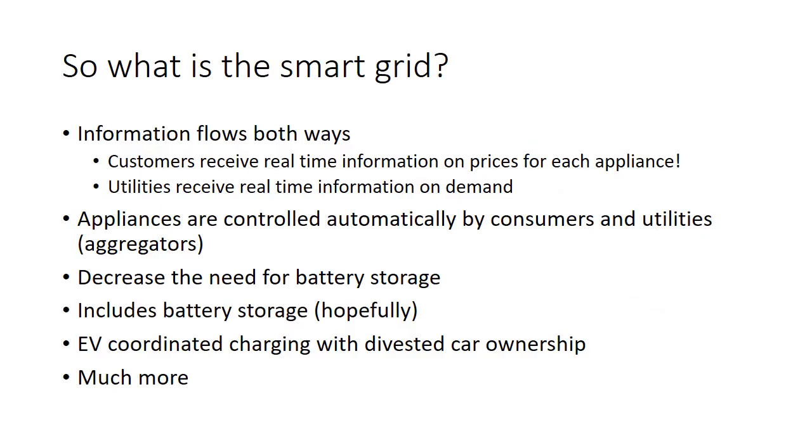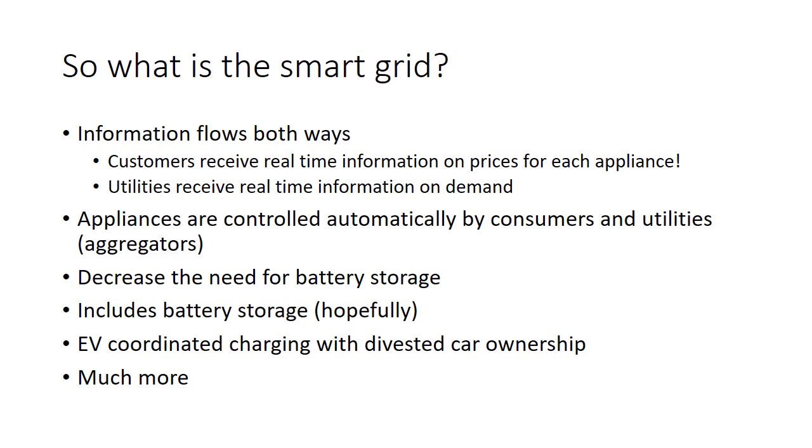To sum that up, information flows both ways. Customers receive real-time information on prices for each appliance. Utilities receive real-time information on demand. Appliances are controlled automatically by consumers and utilities, or we might see some things called aggregators. This would decrease the need for battery storage. If we can smooth the demand over the course of the day, we won't need as much battery storage.